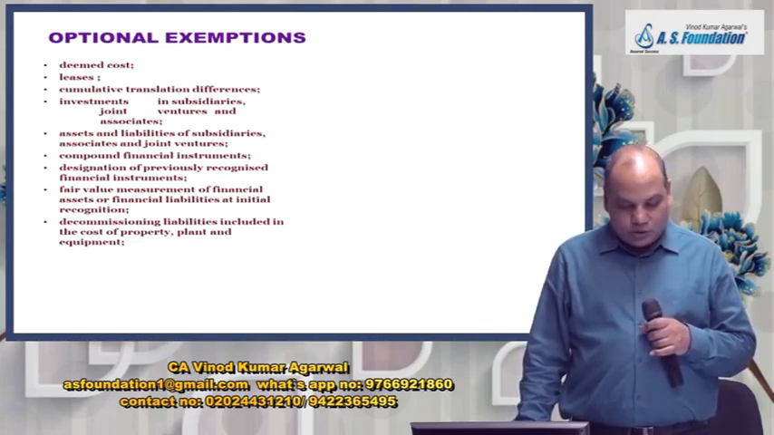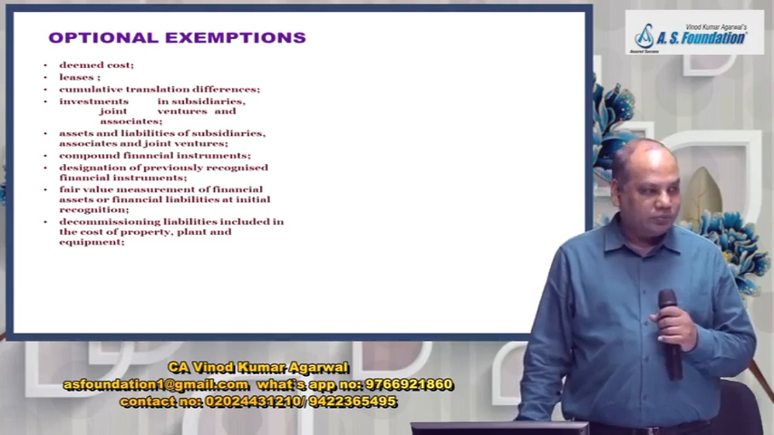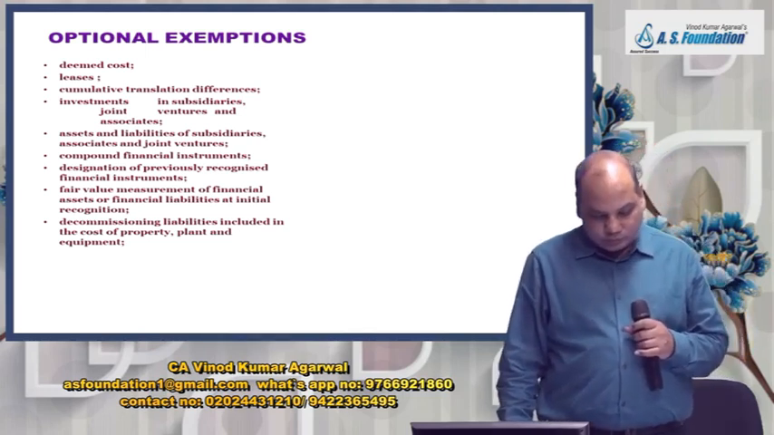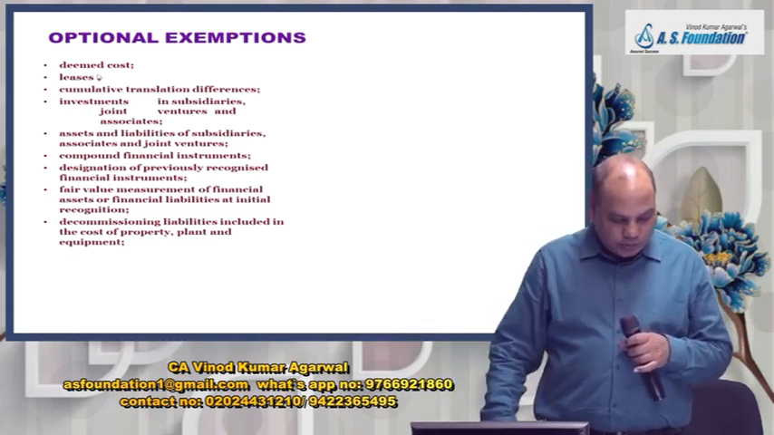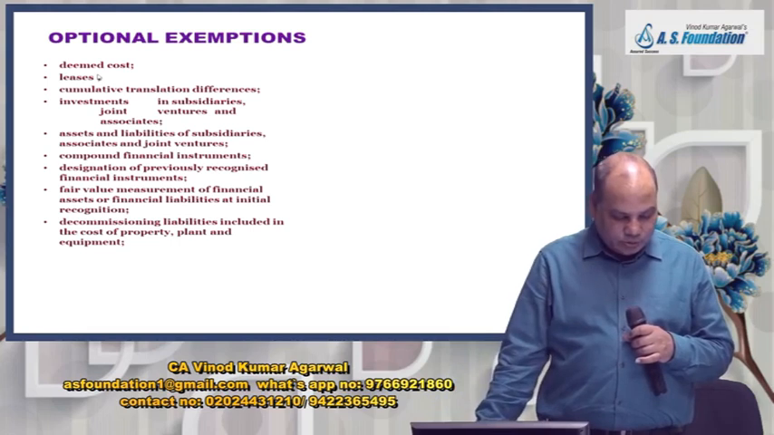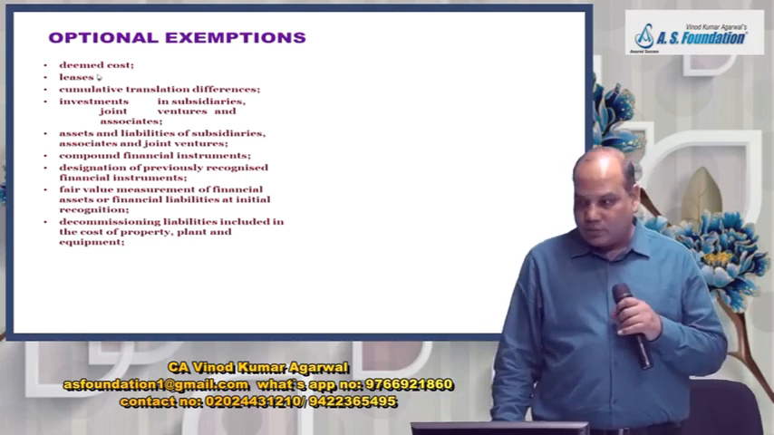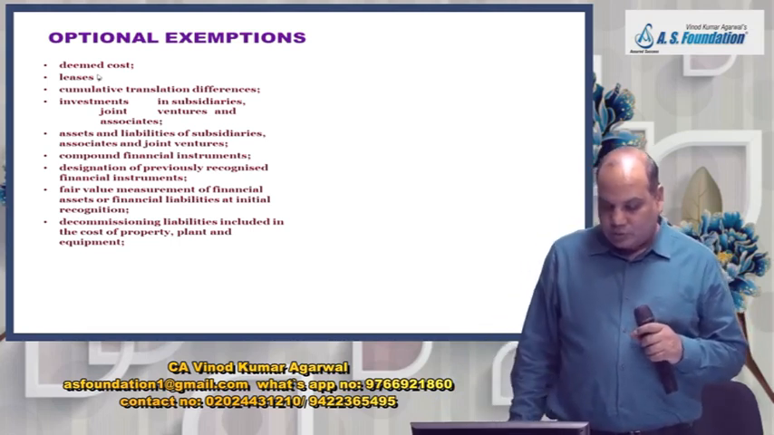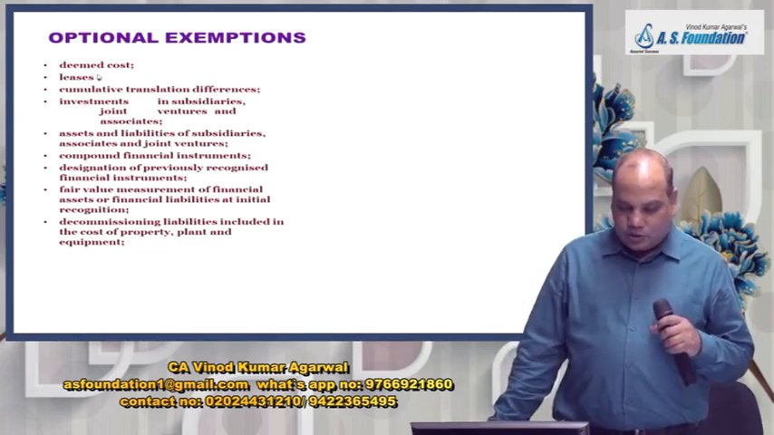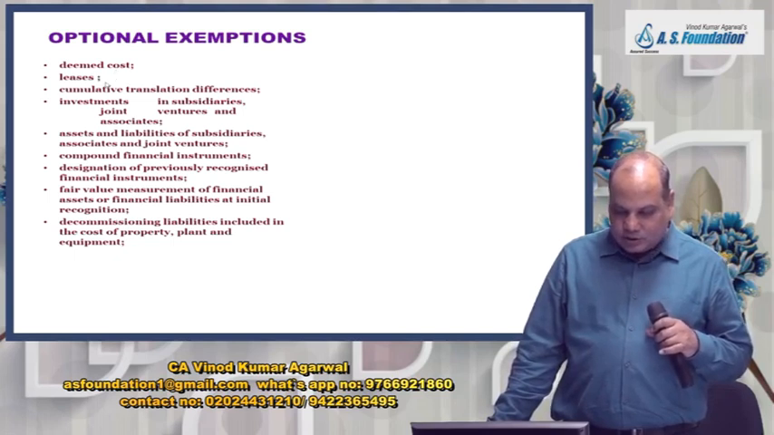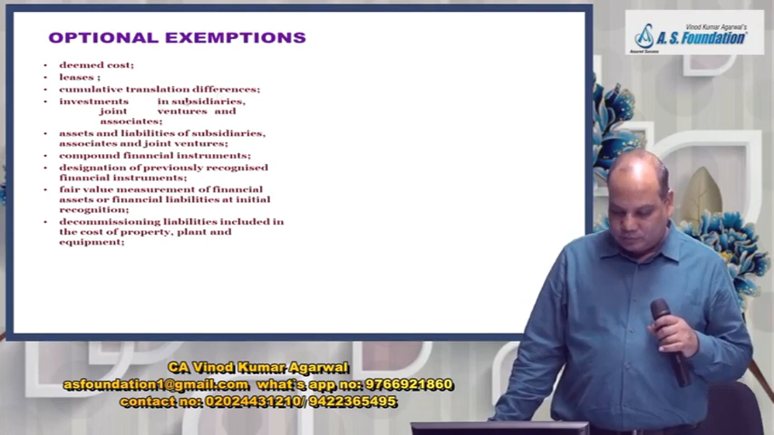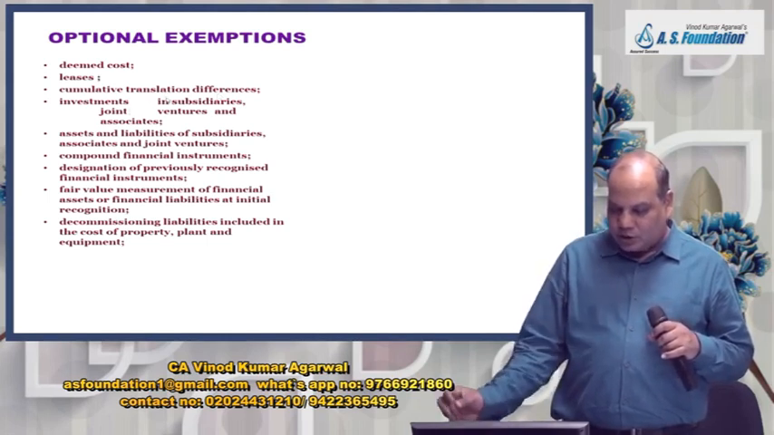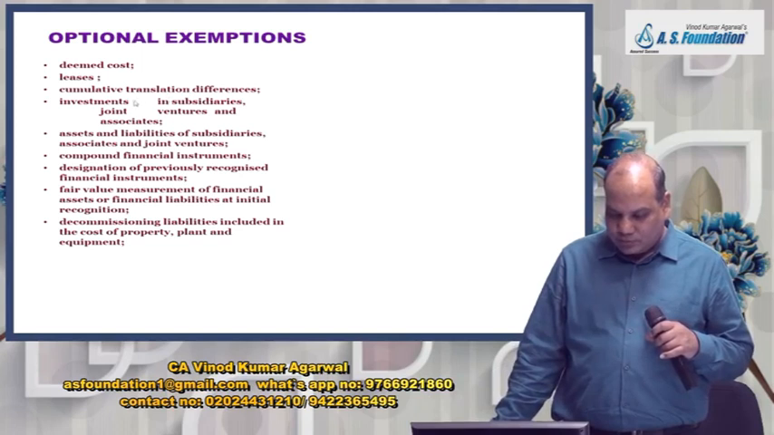Now, exemption from other IFRS. This is a long list of optional exemptions. Now, I am not going to discuss 100% of this list, but I am going to cover the majority of these items one by one. One of the important ones is deemed cost, tick mark. Deemed cost, then leases, then you tick mark cumulative translation difference. These are easy ones which they can give you in the problem.